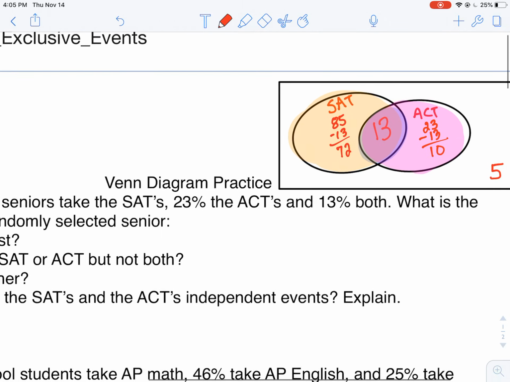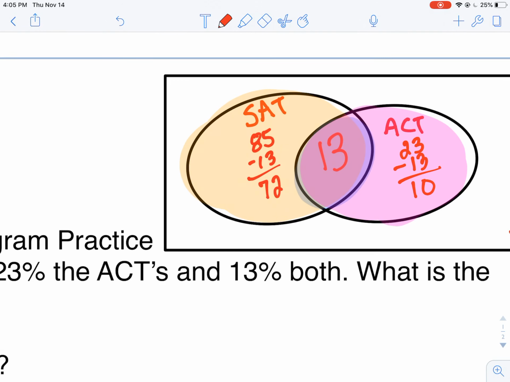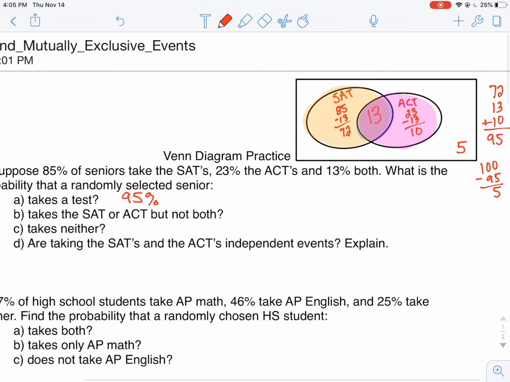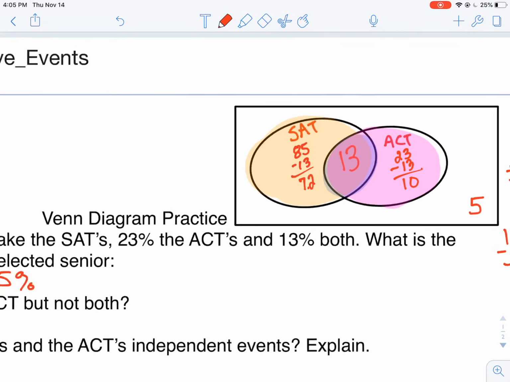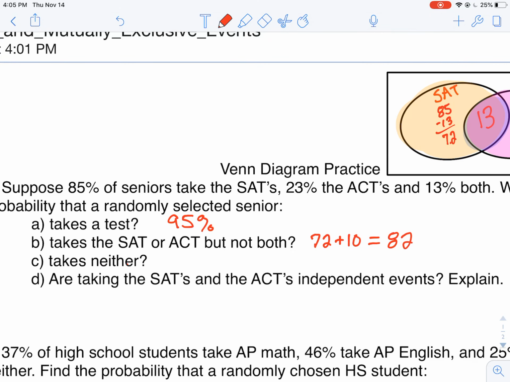So now that I have this filled out, I can answer these questions. So, probability they take a test. Let's see. 72 took only SATs, 13 took both, 10 took the ACTs. So I can just add those up, and I get 95. And it says takes the SAT or ACT, but not both. So I'm not going to deal with the 13 in the middle. I'm going to just deal with the 72 here and the 10 here, which would give me 82. Takes neither? I already answered that. I got my 5 here.